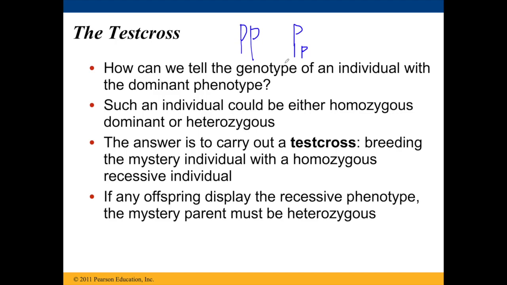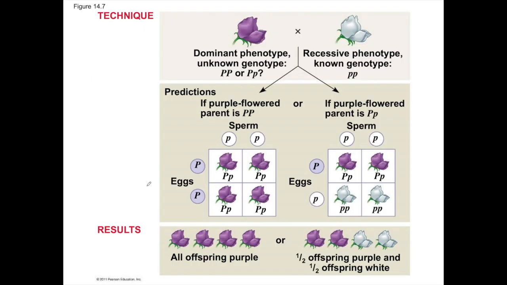Well, let's say he wanted to know the difference. He wanted to know, is that purple flower plant a homozygous dominant, or is that purple flower plant a heterozygous? Okay, well, the way to figure that out is by doing an experiment called a test cross. A test cross is when you take an unknown dominant, so for example, a flower that's purple flower color, and you mate it with a recessive. And then after you do that mating, you look at the kids of that mating.